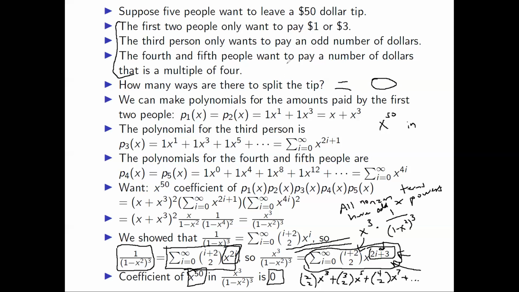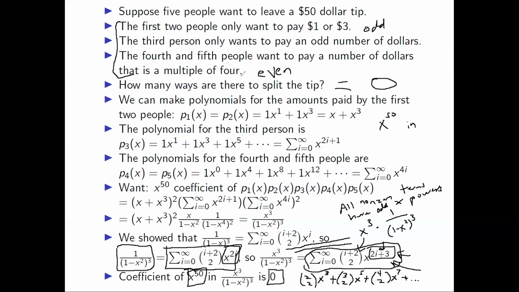Before we go to the next slide, let's talk more about why the answer is 0, why it makes sense. So these first 2 people, they only wanted to pay $1 or $3, and both $1 and $3 are odd numbers of dollars. We already knew the third person is only willing to pay an odd number of dollars as well. And the fourth and fifth people, they're only willing to pay a number of dollars that's a multiple of 4. Multiples of 4, they're even.